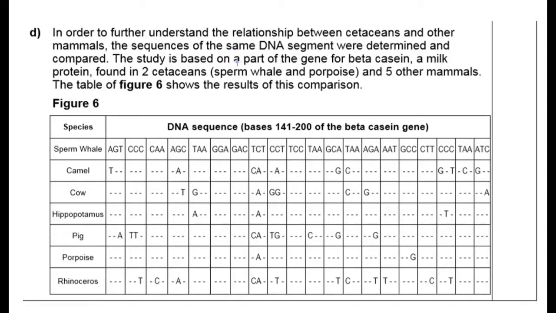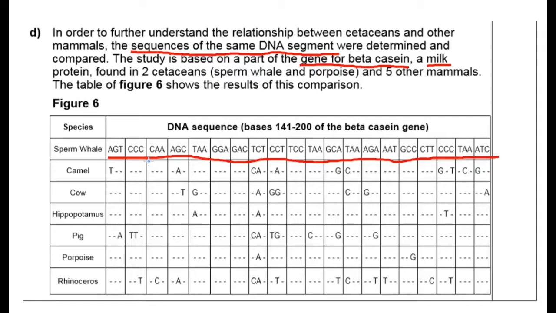We're looking at the sequences of the same DNA segment, and it's for the gene of the beta casein in milk. So all these mammals produce milk, and they all have a similar gene. So let's have a look. We have the sequence for the sperm whale. All these sequences have been determined with the Sanger technique, for example. So it goes A, G, T, C, C, C, etc.